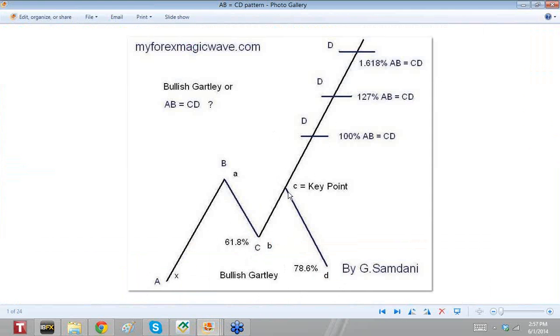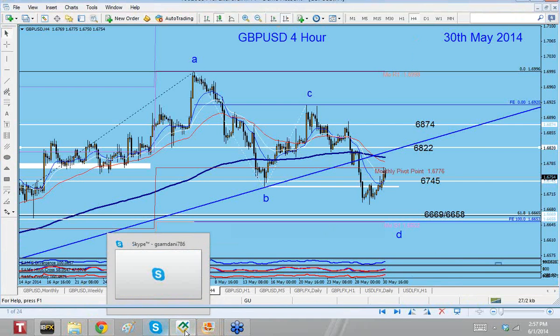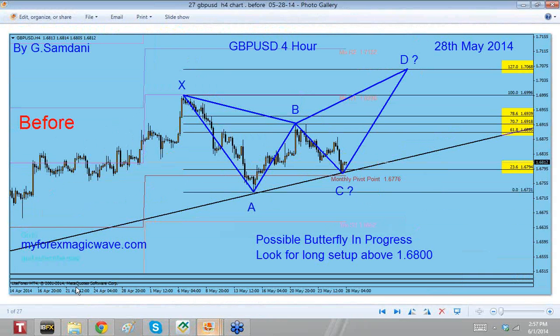I thought that it would go and make the butterfly pattern in that 4-hour chart. But instead of that, it continued going towards point D. If you pay attention here, this is what happened. I thought from here that it would go up, somewhere here, and make a bat or Gartley or butterfly. What was it? I forgot. Here, right? Showing a butterfly, right?